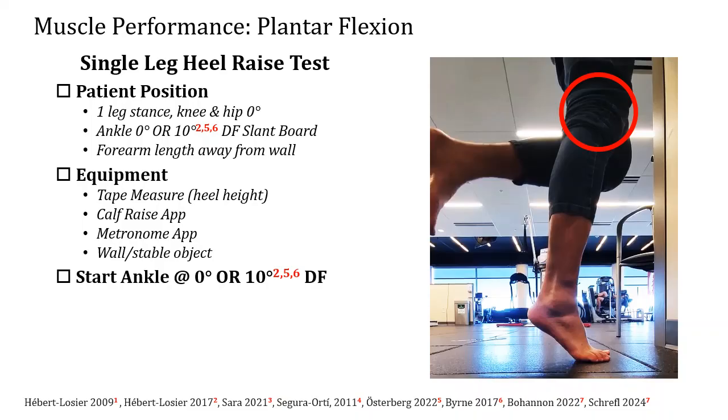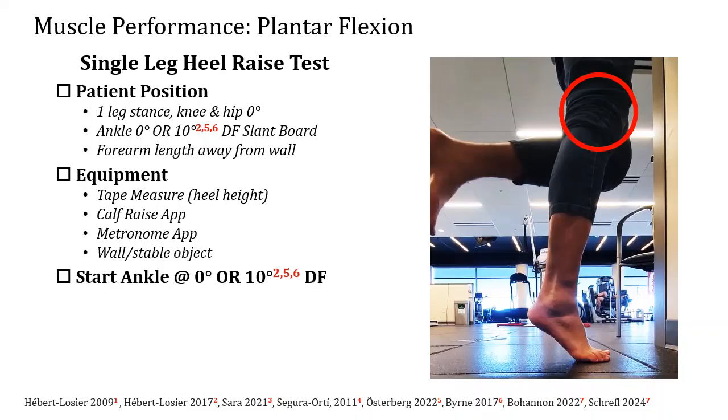you can see the patient position: single leg stance, locked out at 0 degrees at the knee as well as at the hip. The ankle can either be off the ground as shown, or it can be on a 10 degree slant board into dorsiflexion. The forearm length away from the wall is the distance that is standardized. So the individual adducts their arms, puts their fist out, and then puts their fist flush against the wall, and that would be their standardized distance from one time point to the next.